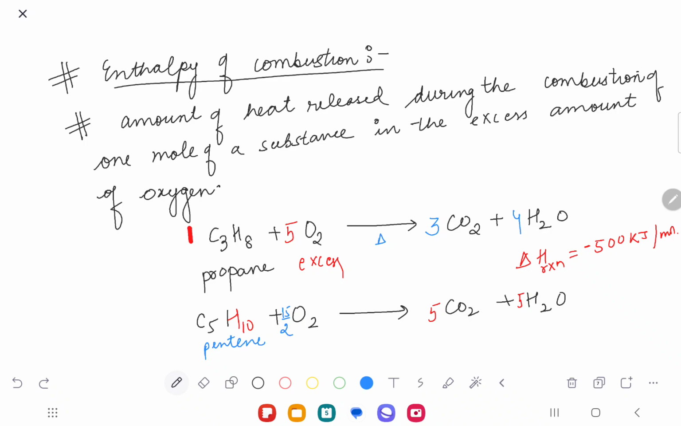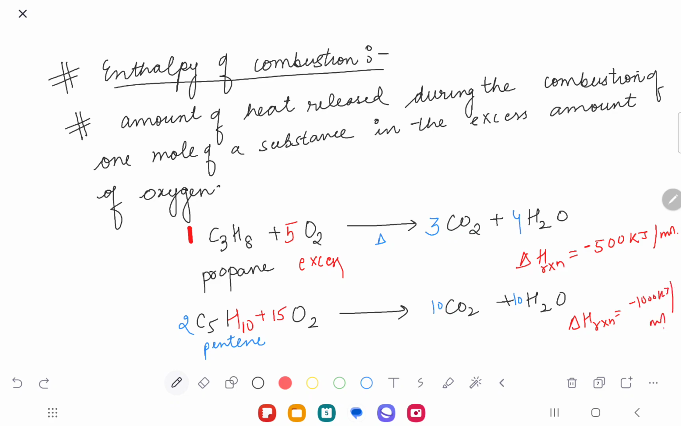You understand? The equation that people will give you would be this. It would be 10 here and 10 here. Exactly. So the equation would be given to you like this, and they would give you delta H reaction as minus 1000 kilojoules per mole.